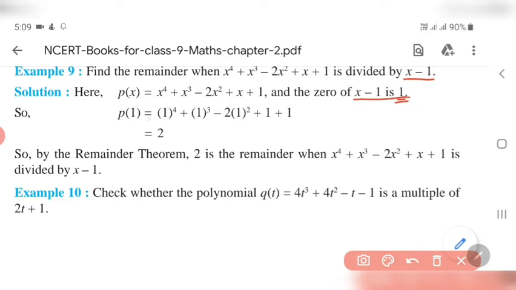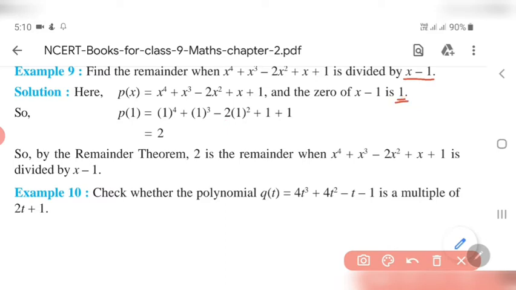So now we'll substitute. In place of x we'll put 1, and all the x values will convert into 1. So we have written x to the power of 4 as 1 to the power of 4, plus x cube as 1 cube, minus twice x square as twice 1 square, then plus x as plus 1, then plus 1, correct?